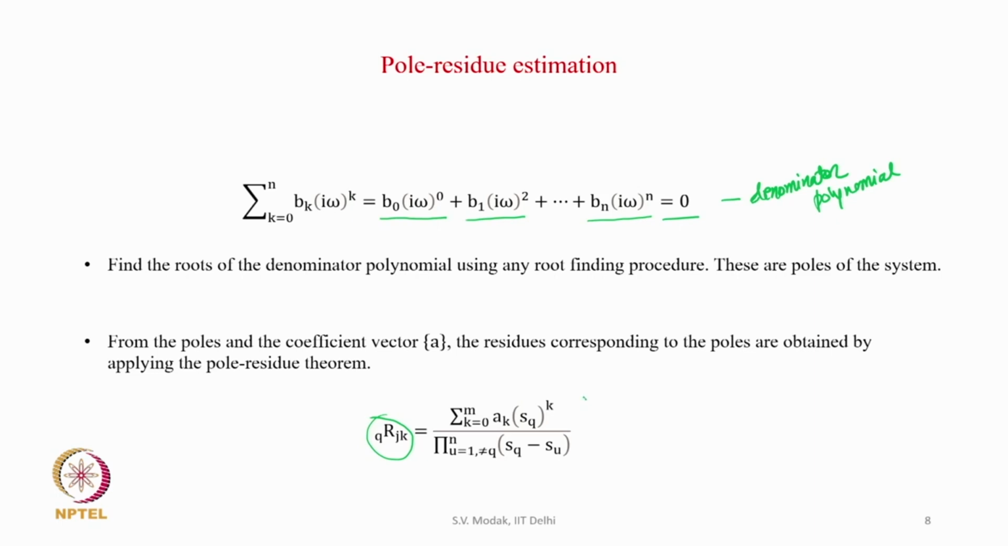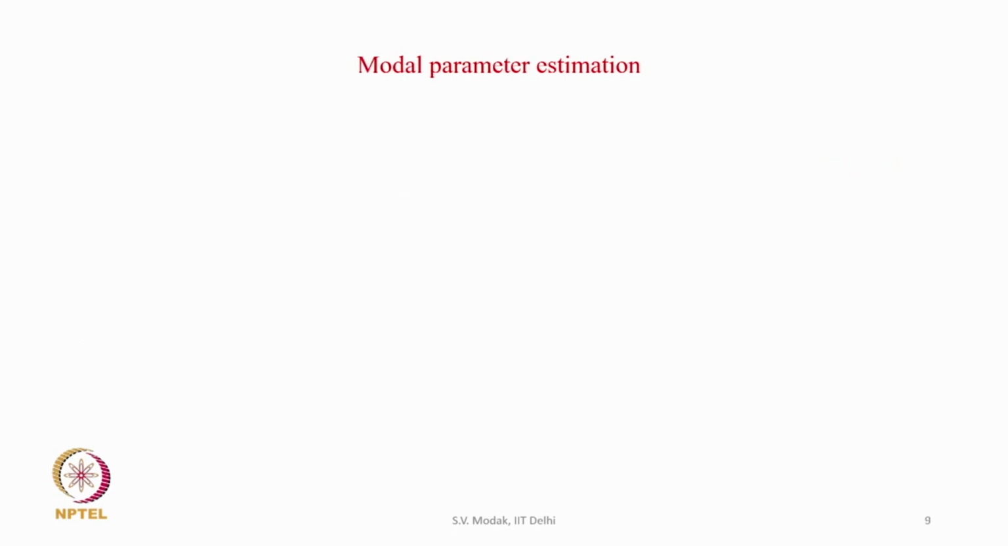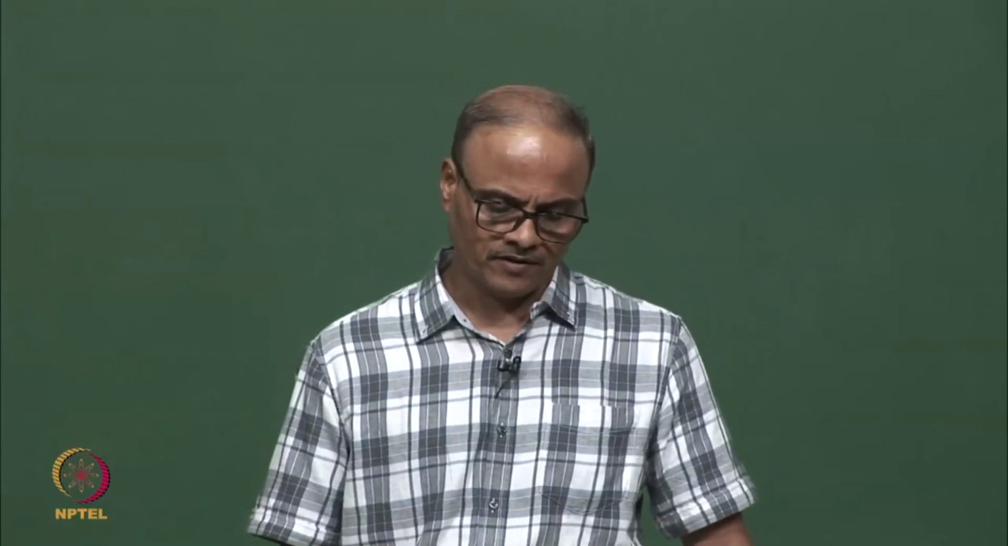On the right hand side, what appears are the different poles which are now known, that is S_q, S_u, the values of the poles, and A_k, the numerator polynomial coefficients, which are also known. Therefore, the right hand side can be easily computed, which will give us the residue for the qth pole. So, once the poles and residues have been obtained, how do we find the modal parameters?